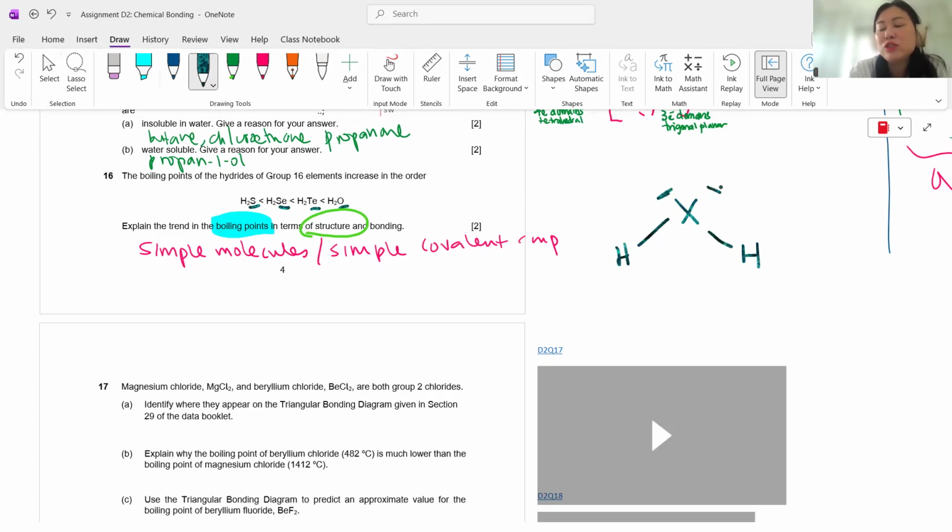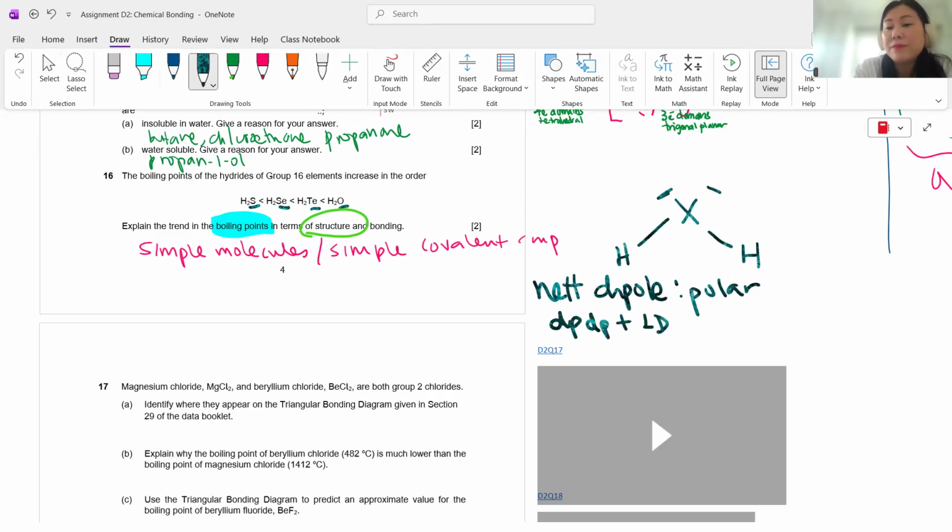So we can see the structure is bent and is likely to be polar, because whenever there's a lone pair, the shape is not symmetrical. So the dipoles do not cancel out. So we expect a net dipole in the structure, and therefore we expect they are polar. So with them being polar, we expect them to have dipole-dipole plus LDF. Right, that's the general one.